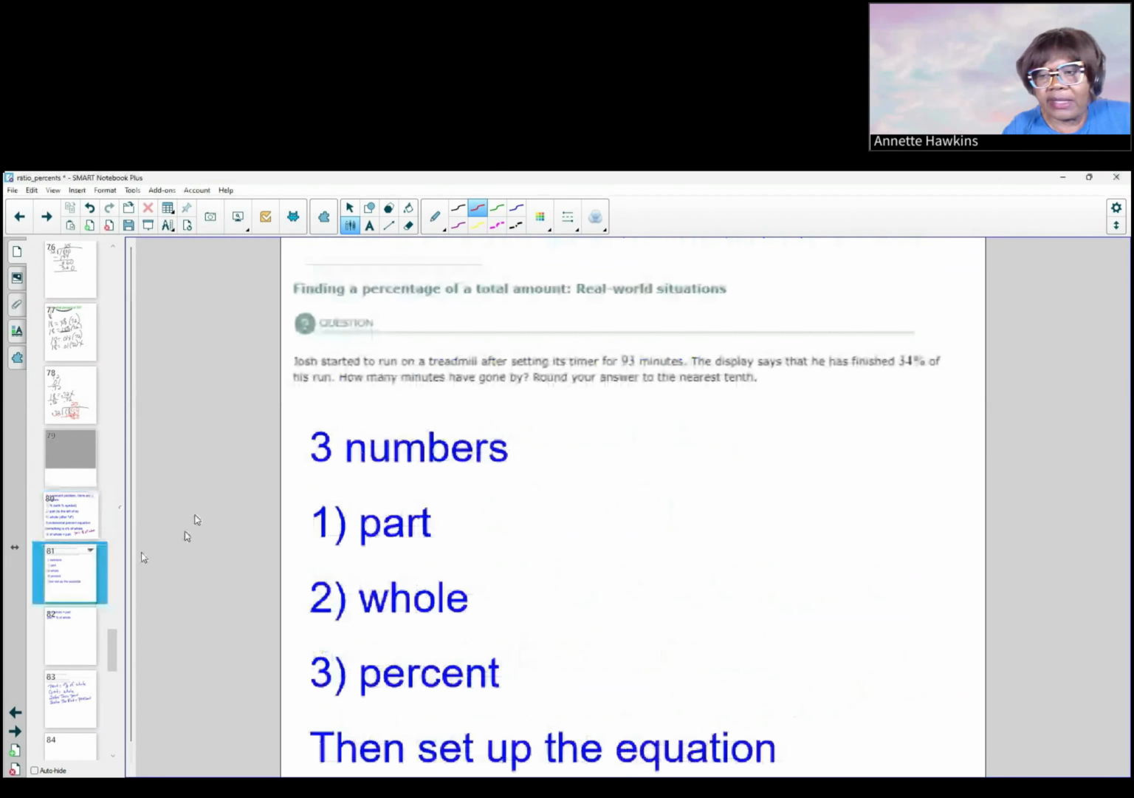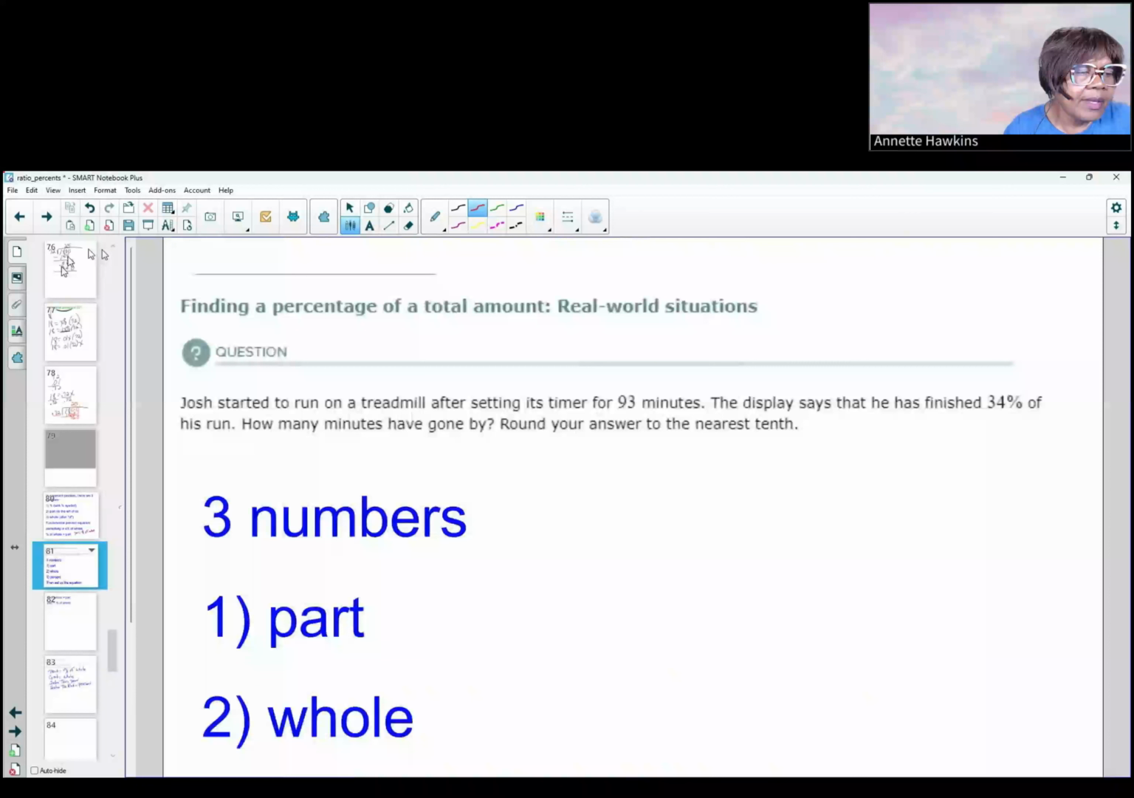Okay, so let's take a look at our first word problem. It says Josh started to run on a treadmill after setting its timer for 93 minutes. The display says that he has finished 34% of his run. How many minutes have gone by? Round your answer to the nearest tenth.